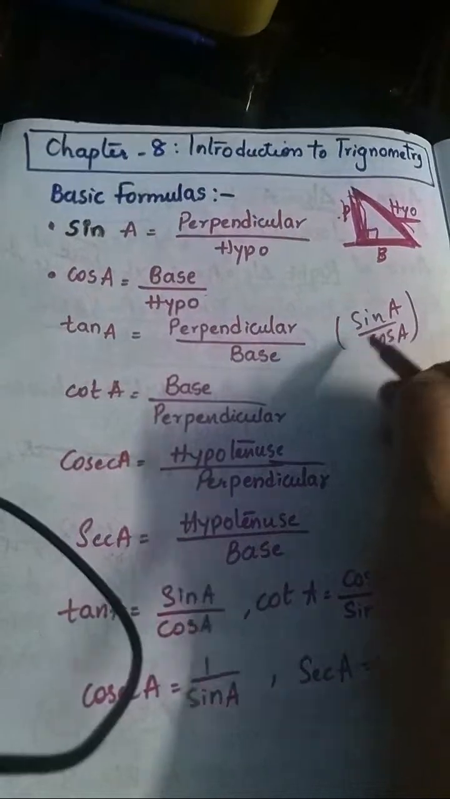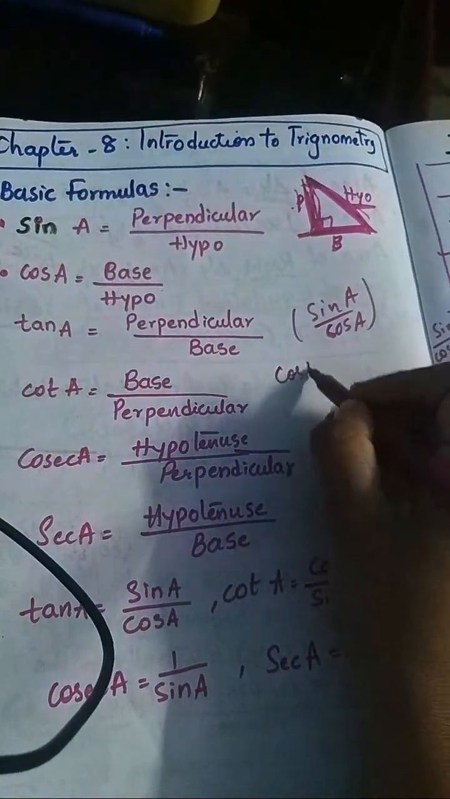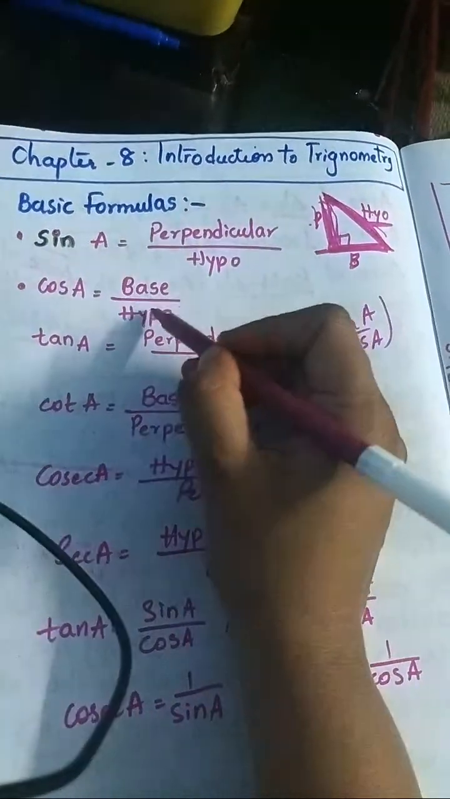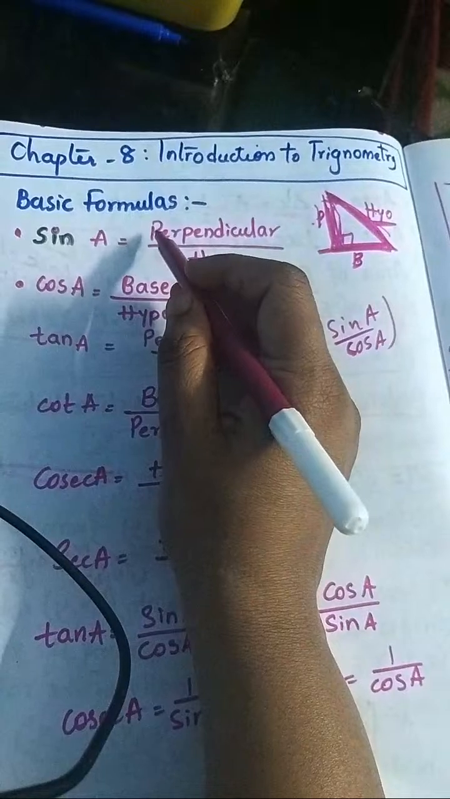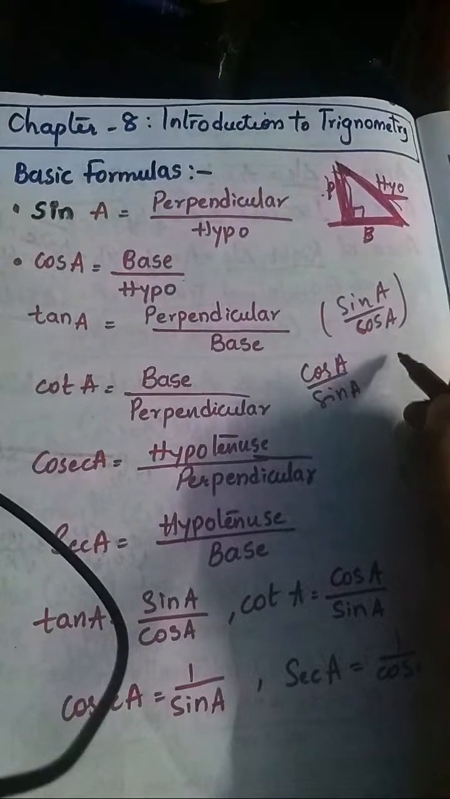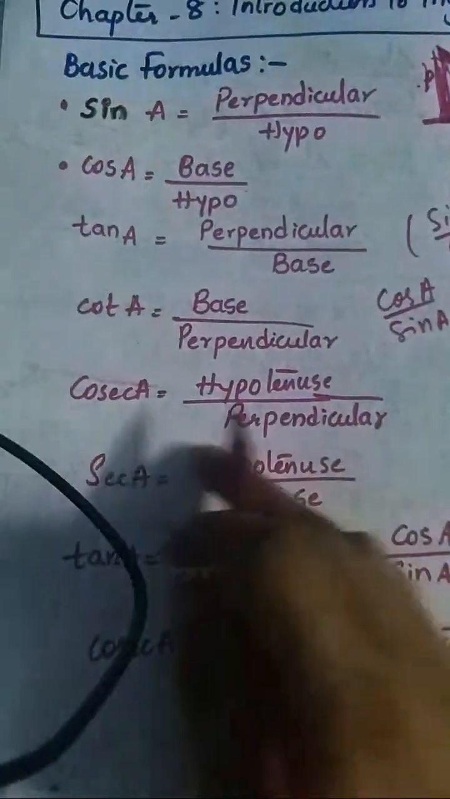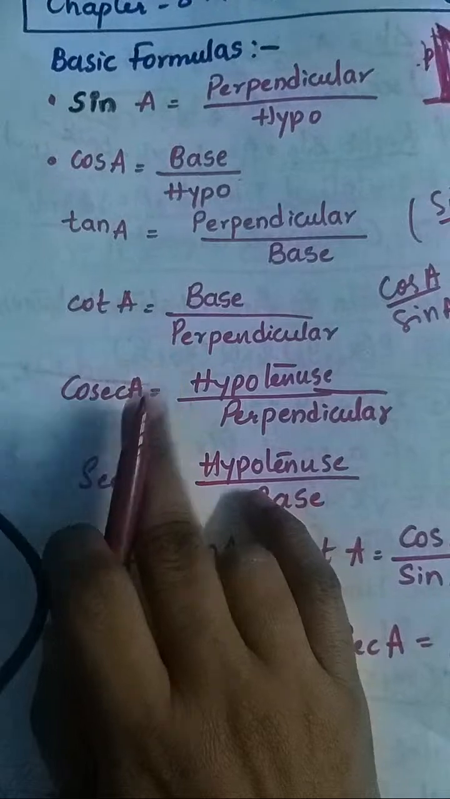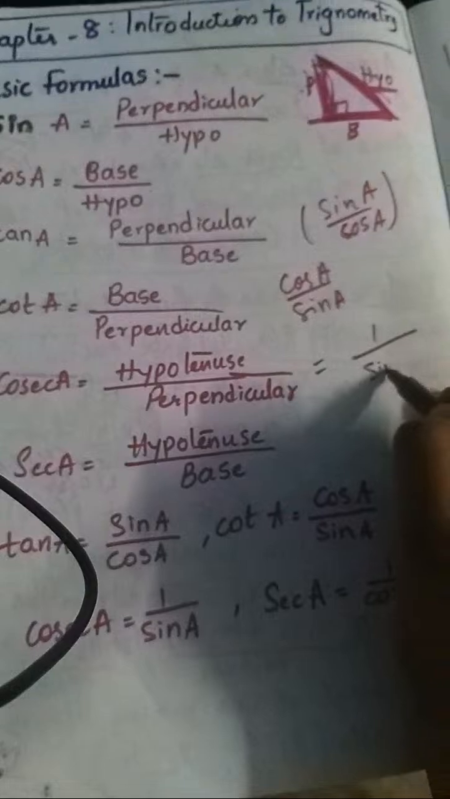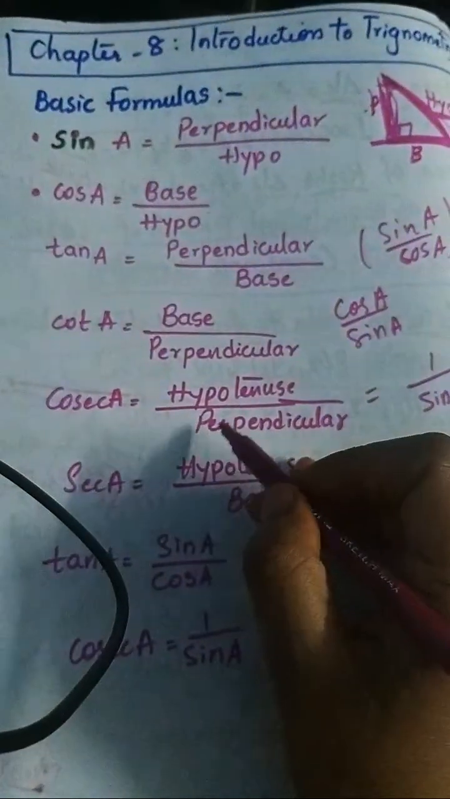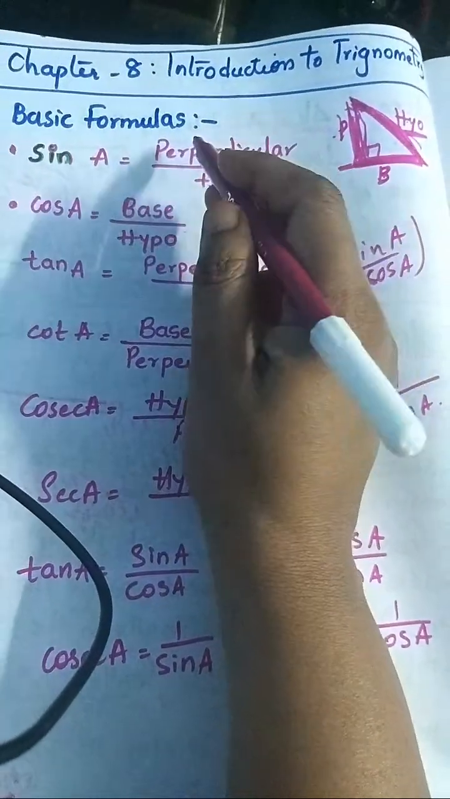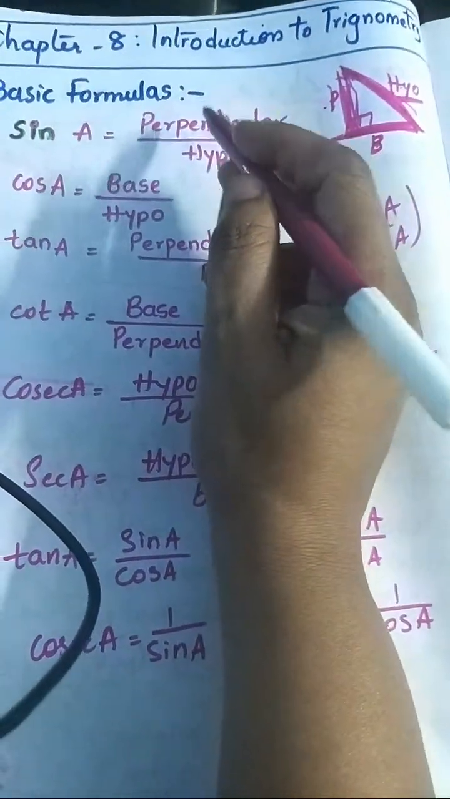Tan means sine by cos. Cot means cos by sin. Substituting the values: cos means base by hypotenuse, by sine means perpendicular by hypotenuse. Then hypotenuse cancels, we get base by perpendicular. Cosec means 1 by sine. The reciprocal of sine, that is perpendicular by hypotenuse, becomes hypotenuse by perpendicular.